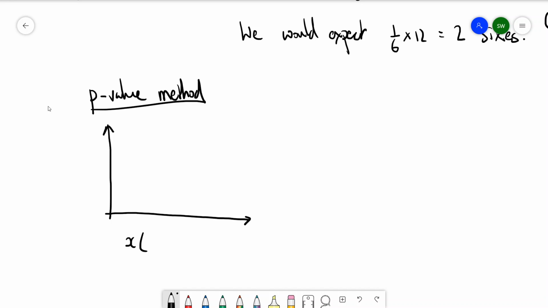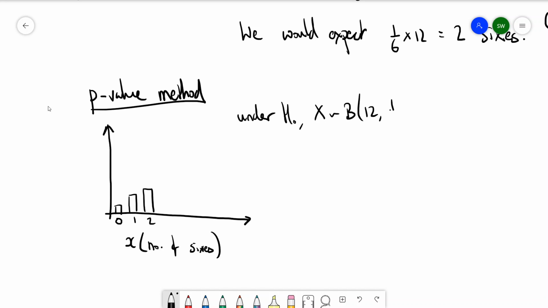So along the horizontal axis, I'm going to put our specific values of x, which is the number of 6s, and remember we're out of 12 dice rolls. So we could have 0 6s, we could have 1 6, we could have 2 6s, and 2 is going to be the most likely. Remember, this is our distribution under H0, i.e. when x follows a binomial distribution, 12 and a sixth. So we know that 2 is the most likely outcome.